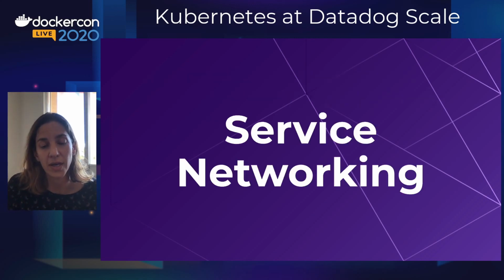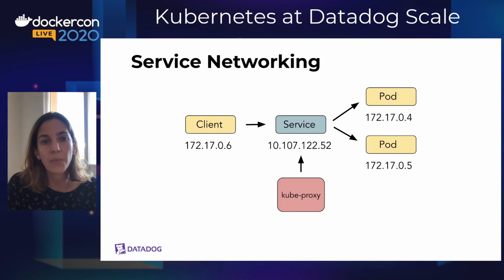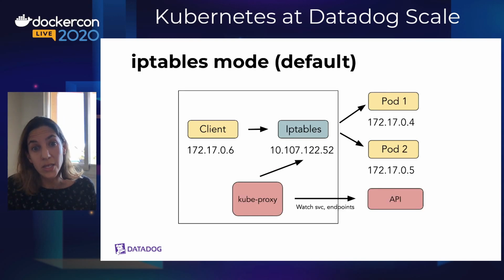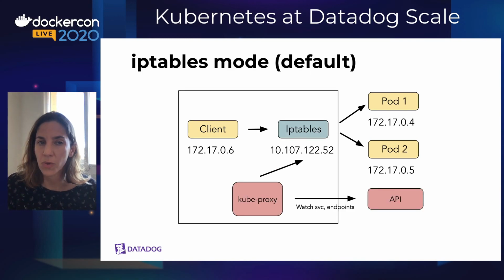So the next one is service networking. Just a recap, we have a service which is acting as a load balancer between the different pods thanks to a component called kube-proxy. The good news here is that kube-proxy is actually implemented in Kubernetes itself, but it has two modes. The first mode that it can run is in iptables mode, and this is the default mode if you're running Kubernetes for the first time.